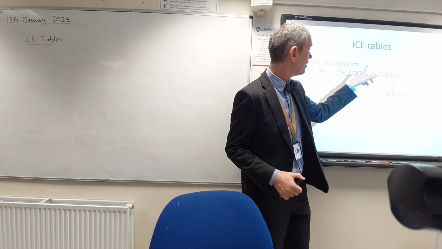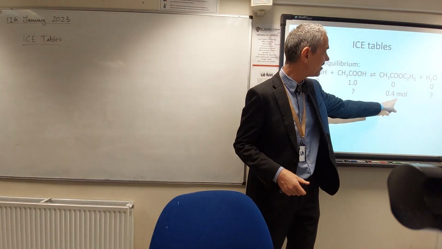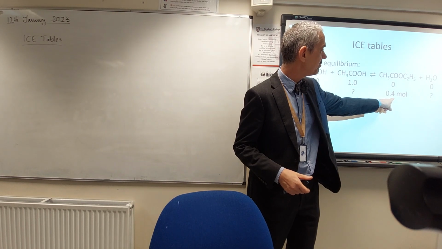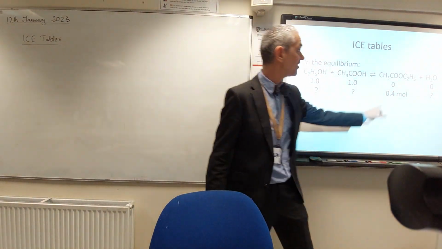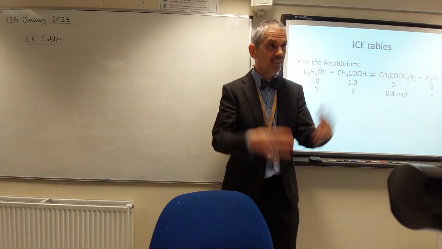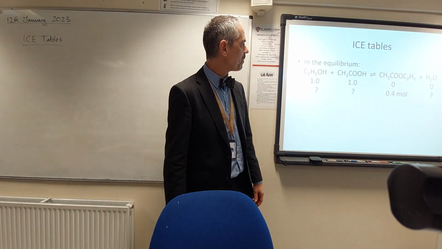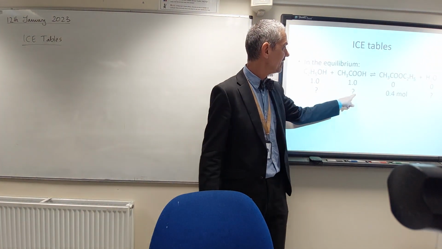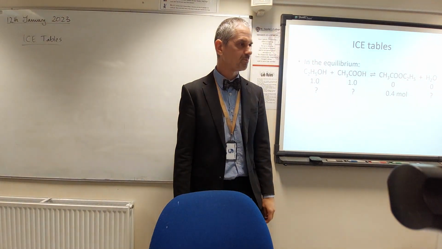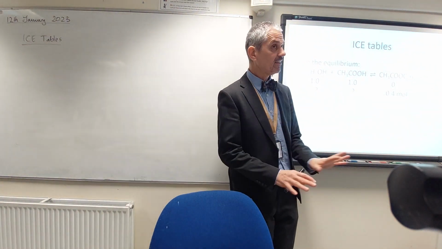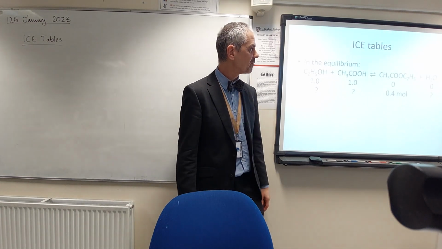We know how much ethanol and acid we start off with. We know how much ester we have at equilibrium. Presumably we started off with 0 moles of ester and water at the beginning, because you don't usually start a reaction off with product. But we don't know how much ethanol and acid we've got at equilibrium, and we need to work out the water as well. Again, this might be blindingly obvious to you, but I'm going to walk us through the process.